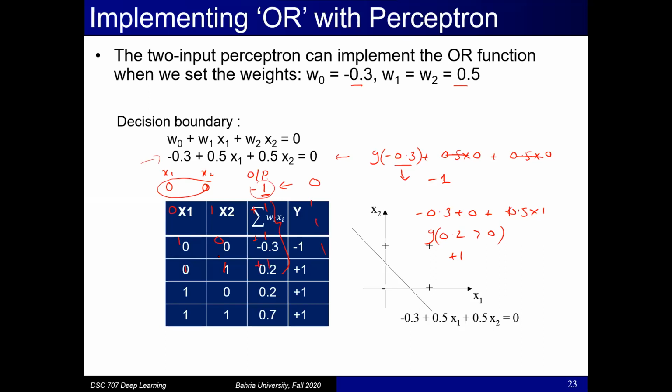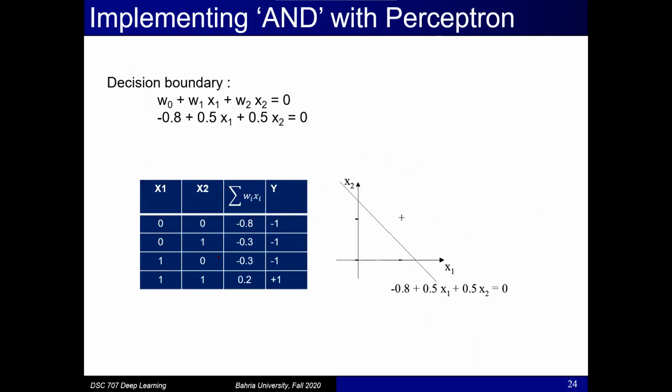So you see, for the combination 0, 0, we wanted a -1 output, and for all other combinations we wanted a +1 output. So in other words, using this combination of weights, we are able to solve the OR gate using a perceptron. And similarly, without doing all the calculations, you can also convince yourself that this is one combination of weights for which you can solve the AND gate, right?